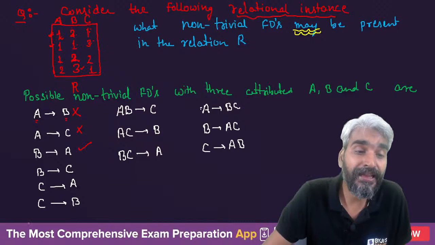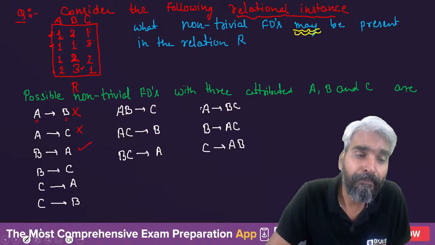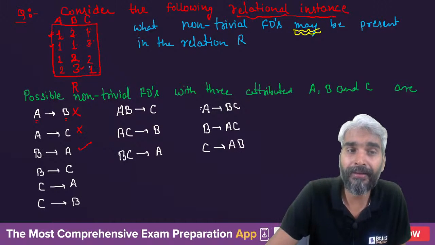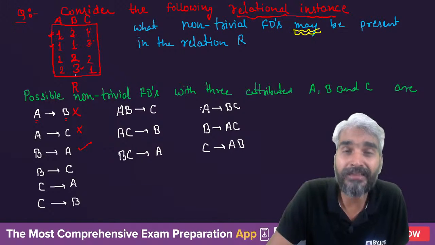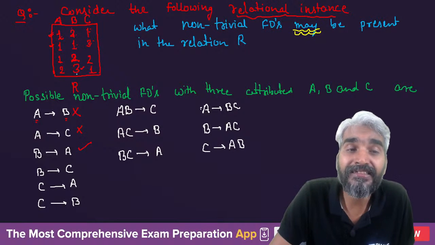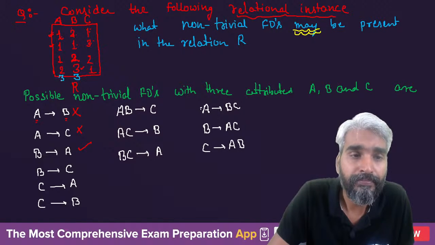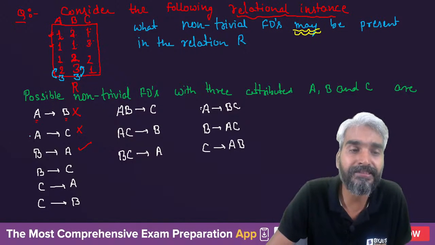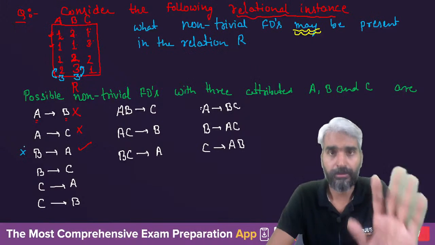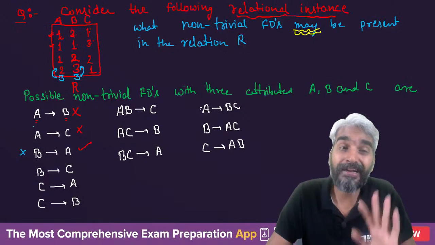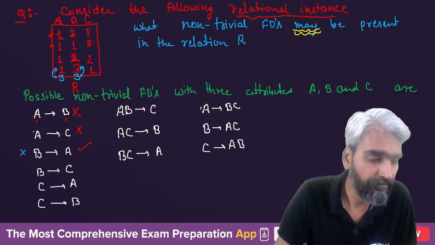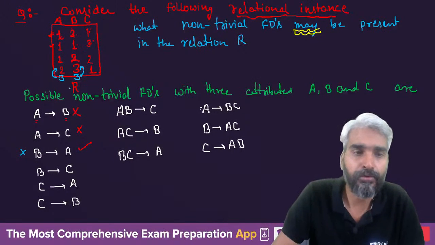Now, why am I saying may be present? Because after some time you may insert one tuple in which the value of B is 3 and the value of A is also 3. So if this happens, then the value of B will remain same, but the value of A will not be same. So if it happens, this will also be ruled out. But at this point of time, there is no such situation.